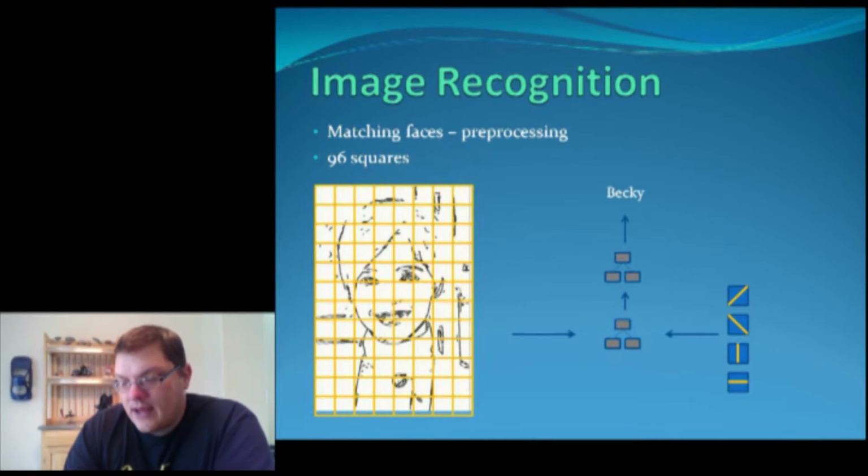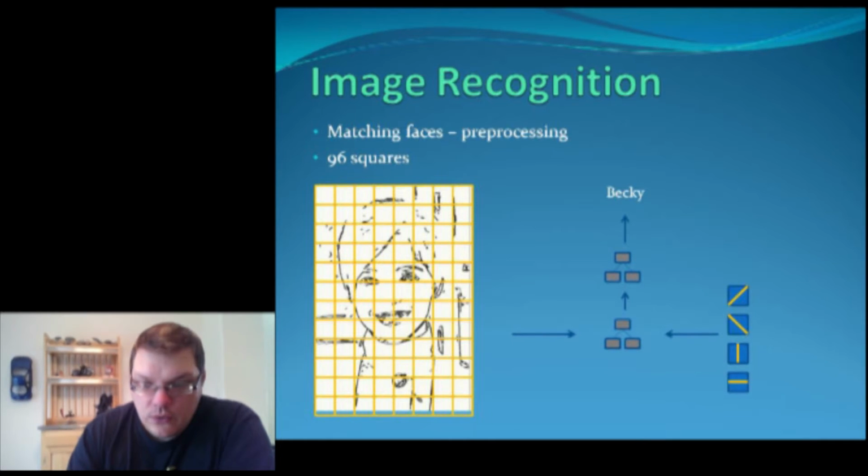And then that final one will do a comparison against what it knows, and it'll say, oh, well, I know who Becky is. I've been trained to recognize her shapes, and so therefore I believe this is a picture of Becky. And again, we have to train each layer to recognize the specific patterns coming through on this picture.